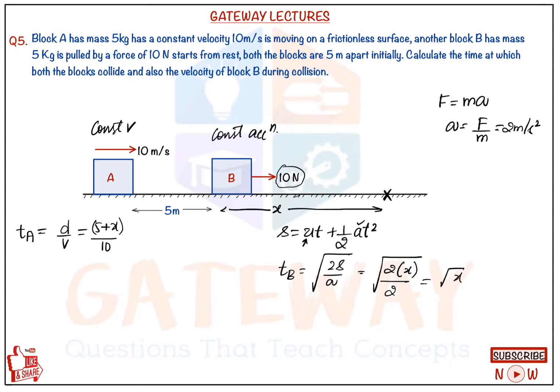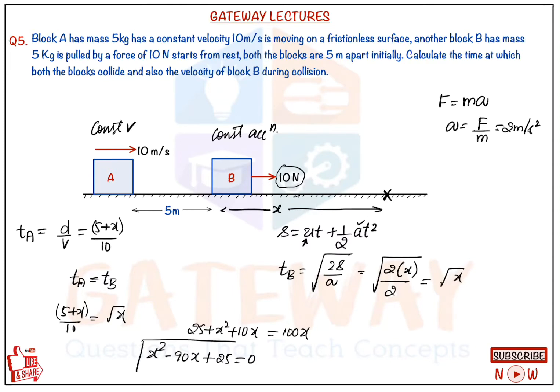We need to equate both TA and TB, since to collide they should meet at the same time. TA is 5 plus x upon 10 and TB is root over x. We can simply solve this by squaring both sides, and then we'll get a quadratic equation. 25 plus x squared plus 10x is equal to 100x. So we get x squared minus 90x plus 25 is equal to 0. This is a quadratic equation, and we need a calculator to solve this.